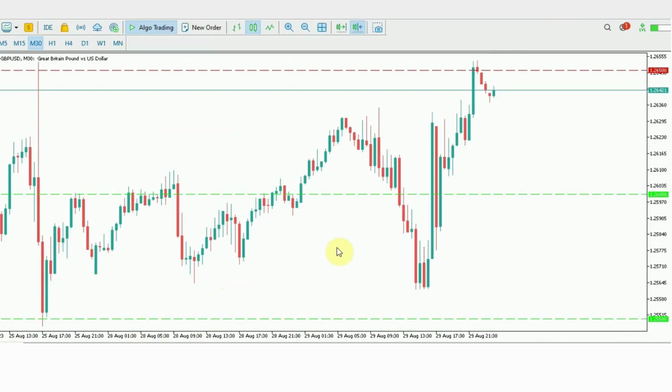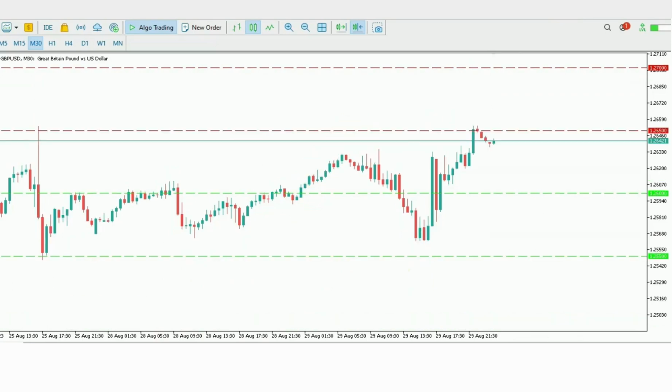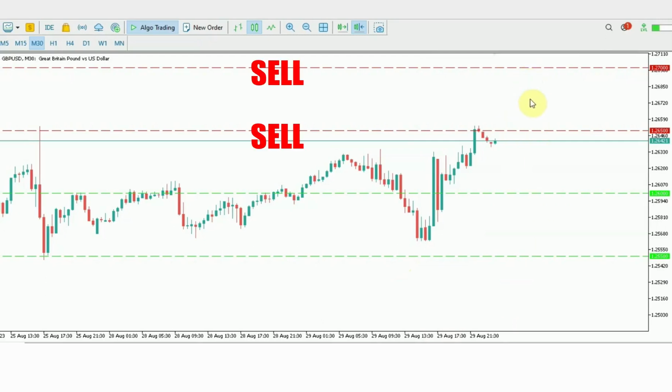Let's look at GBP USD. In this case, price used this psychological level as an area of support. So, as you all know, we buy from these areas. What you're looking to do as a trader is sell from the red psychological levels and buy from the green psychological levels.